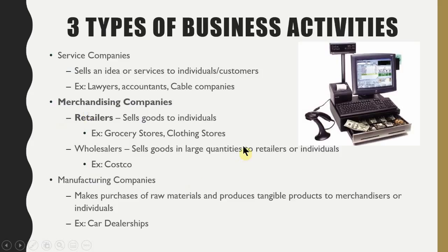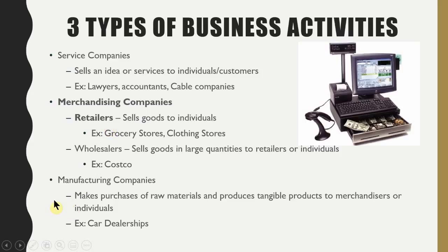In this class, this is exactly what we're going to be looking at. We're going to be looking at purchasing items from a vendor, where our sole purpose is to sell the product out to our customers. So we are focusing on a merchandising type of company.